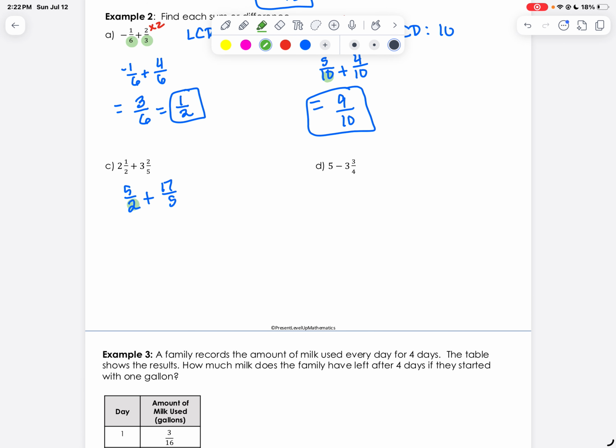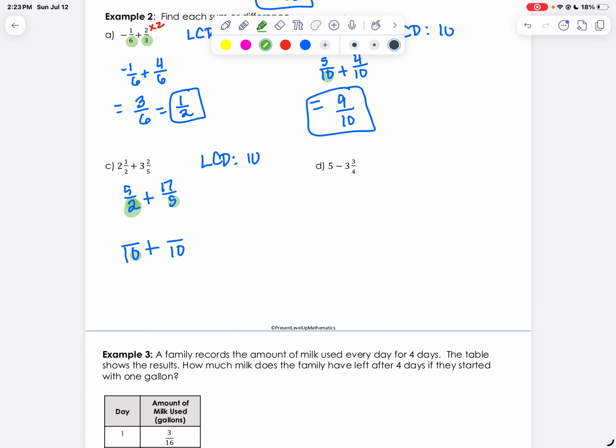Now, look at your denominators. We have a 2 and a 5. So again, we'll have to use a least common denominator of 10. So I'm going to rewrite these two fractions with a denominator of 10. So let's start with our first one.